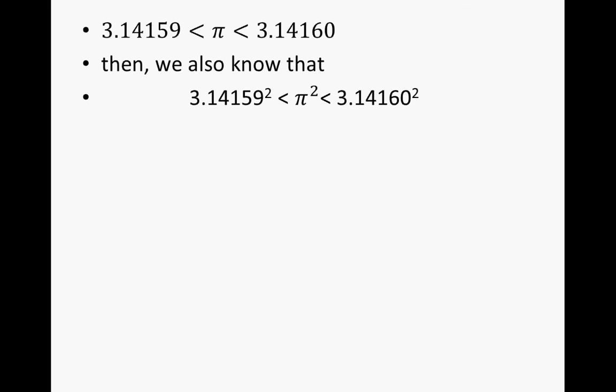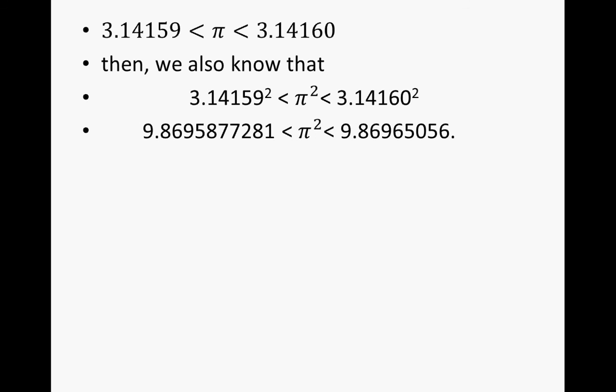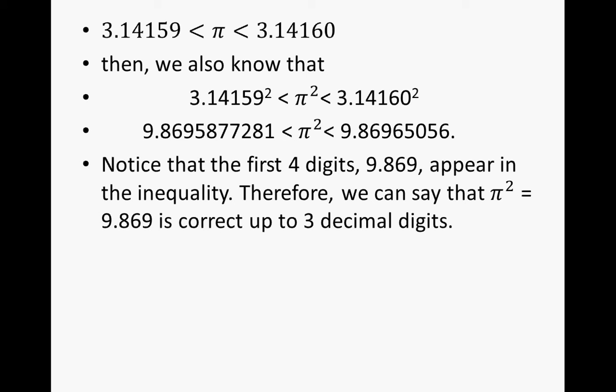3.14159 squared is less than pi squared, which is less than 3.14160 squared. And this would give you 9.86958777281, which is less than pi squared, which is less than 9.86965056. Notice that the first four digits, 9.869, appear in the inequality. Therefore, we can say that pi squared is 9.869 and is correct up to 3 decimal digits.